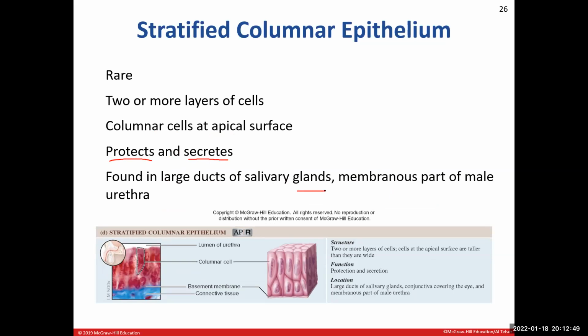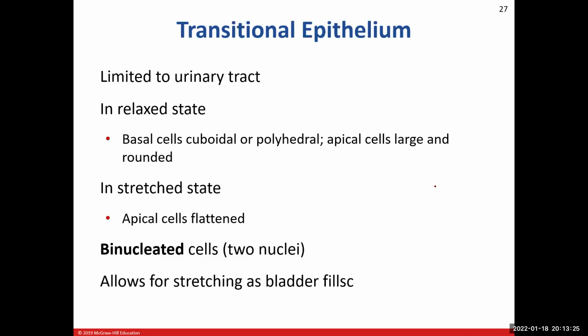In this case, we're going to see this type of epithelium form the duct portion of some of the larger salivary glands found in your mouth, parotid gland and whatnot. And we'll also find it in the membranous part of the male's urethra. There are three parts to the male urethra, okay? And this is going to be found in the second portion of the male urethra. If anything, it's the smallest segment of the three parts that make up the male urethra.